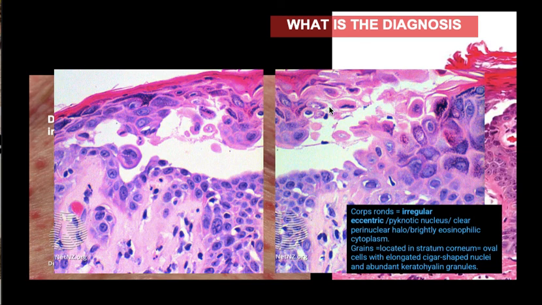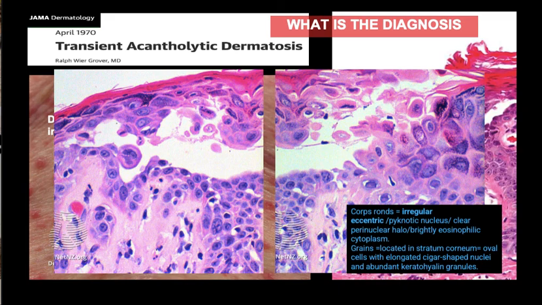They are named grains because they look like a grain of wheat, elongated, with the nucleus split in the middle. So these dyskeratotic cells are unique for this condition, and this is transient acantholytic dermatosis, or Grover's disease.